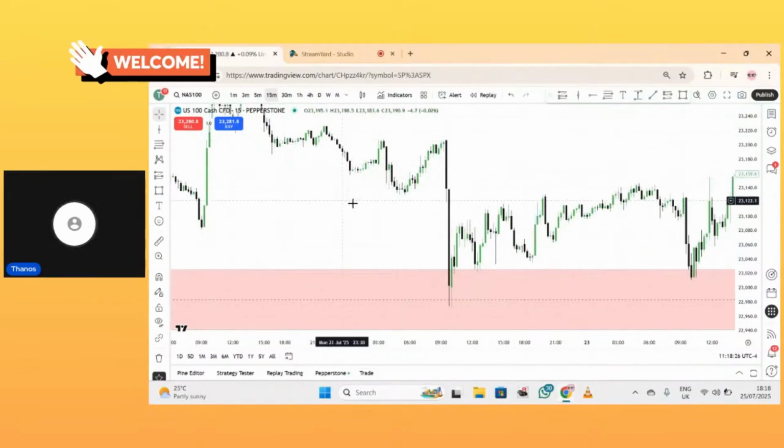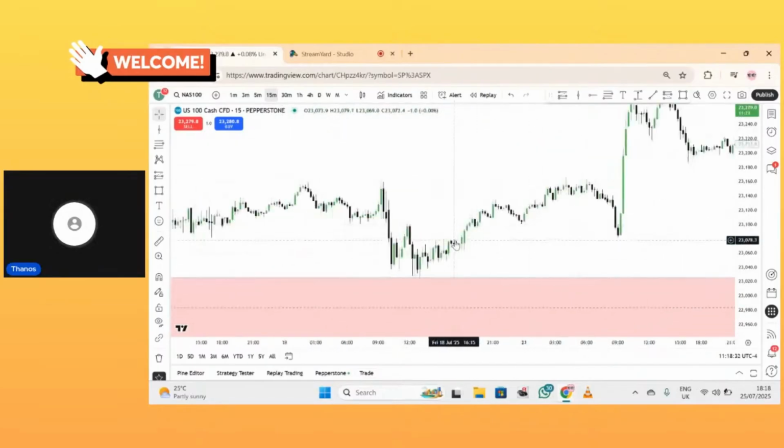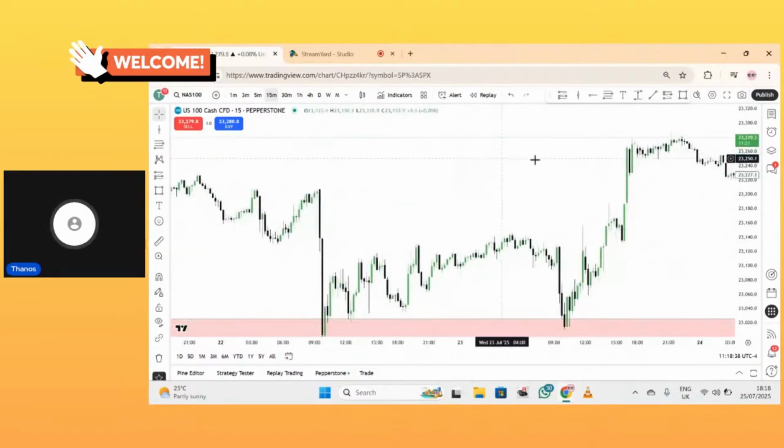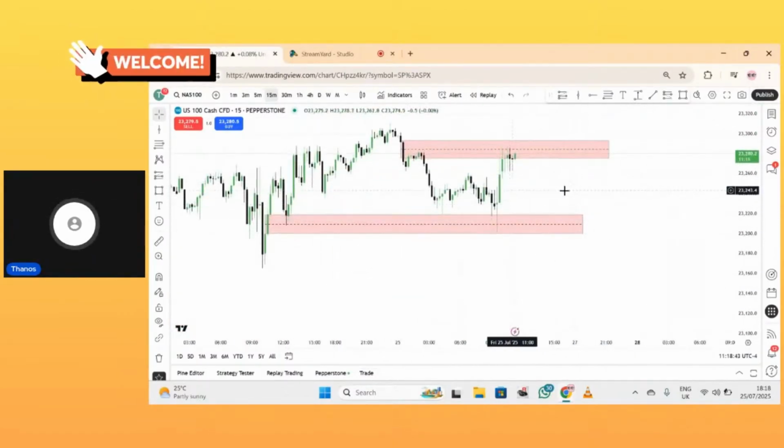Where is Monday? I'm looking for Monday. So Friday. There was no NWOG this week. I can't see any. But there are liquidities that form inside volume imbalances like NWOG and NDOG.